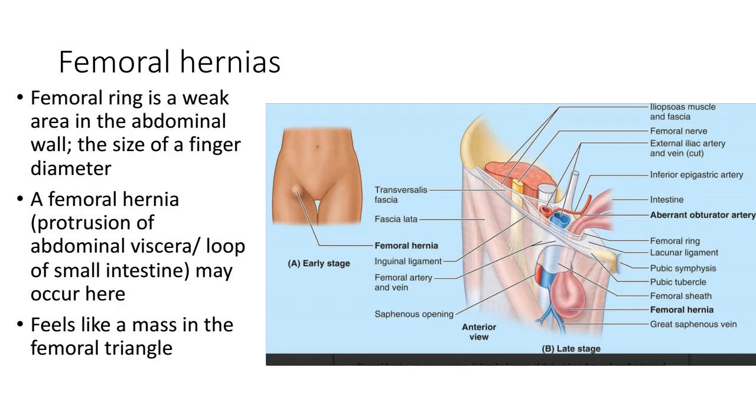So I'm sure you've heard of hernias. Well, we're going to talk about a femoral hernia. The femoral ring is a weak area in the abdominal wall. It's about the size of a finger diameter. A femoral hernia is a protrusion of the abdominal viscera, or just a loop of the small intestine that protrudes from that area. It feels kind of like a mass in the femoral triangle.